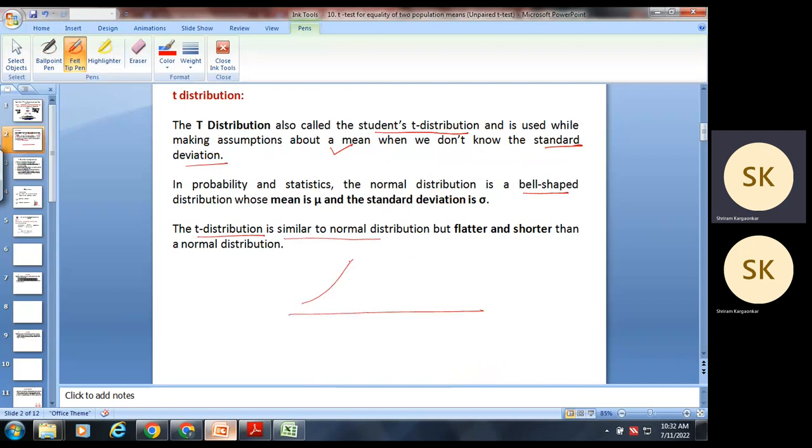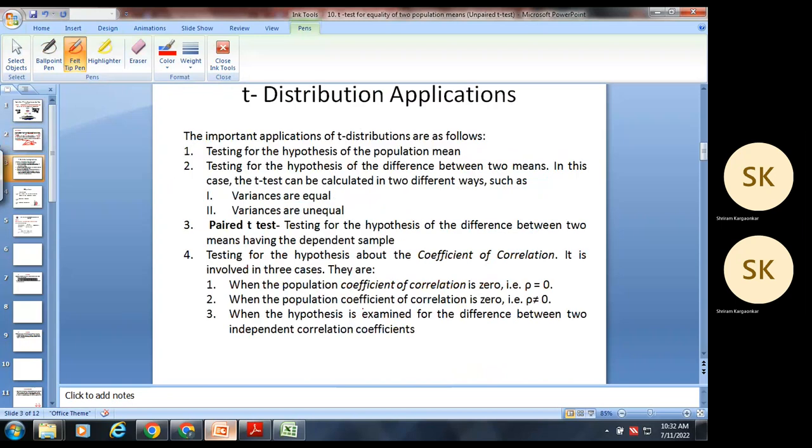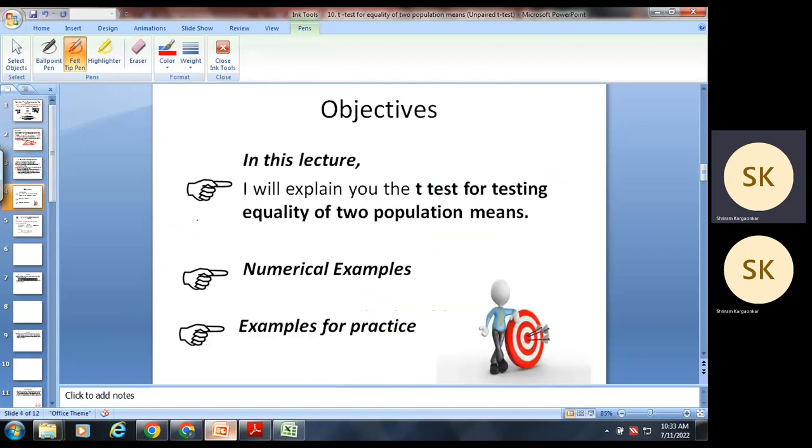The t distribution is similar to the normal distribution, but it is less peaked. This is your normal distribution, then the t distribution is less peaked and shorter than the normal distribution. Now these are the applications. We have seen this in the previous lecture. Now we are here, and the t-test will be done next. These are the applications, meaning statistical tests based on the t-distribution.